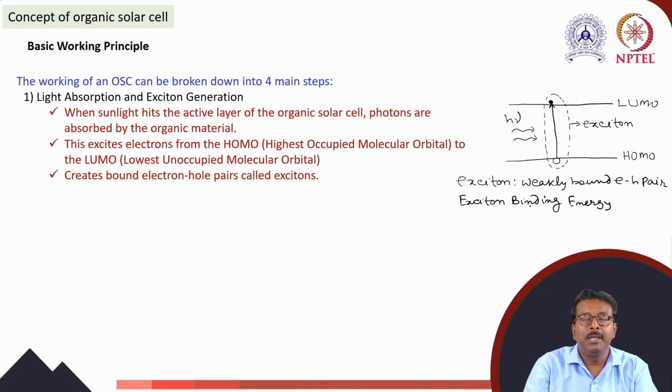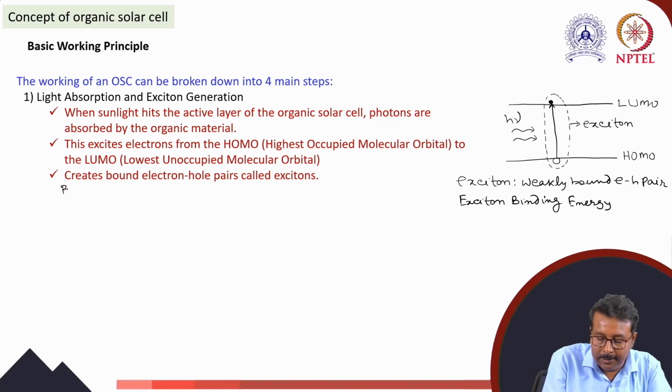But in case of organic material, the binding energy of the exciton is high. High means higher than, say, the kT value at room temperature. So in that case, thermal energy at room temperature is not sufficient to dissociate the exciton into electron-hole pairs. That's why in case of organic solar cells, we need some material called donor and acceptor to dissociate the exciton into electron-hole pairs.